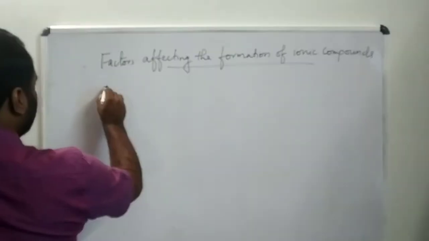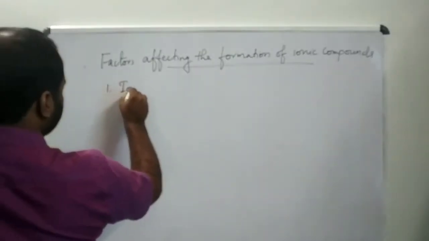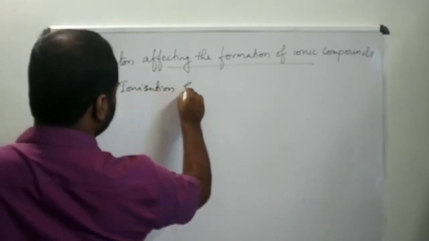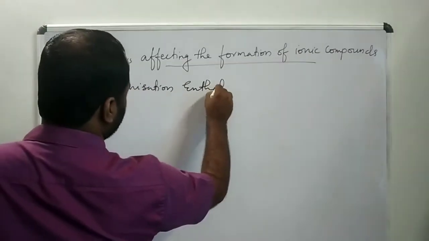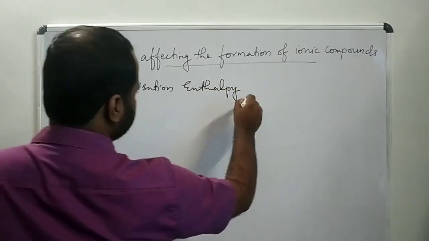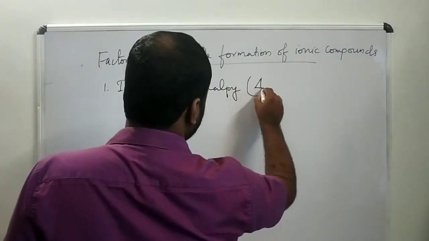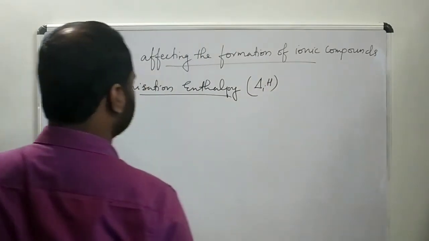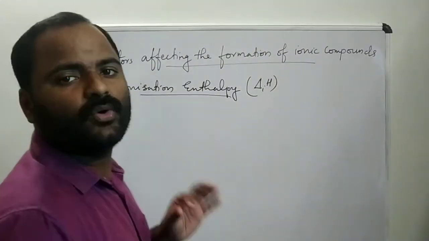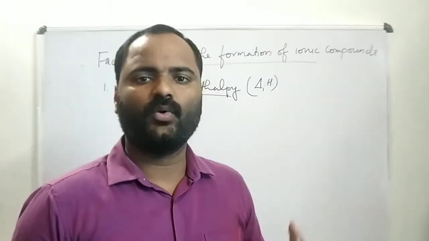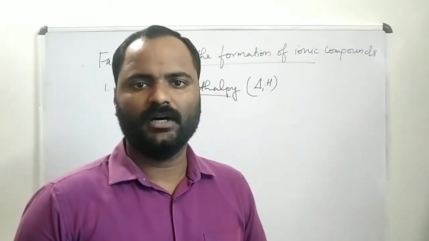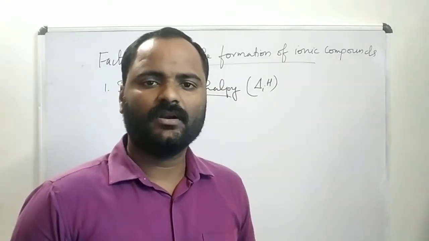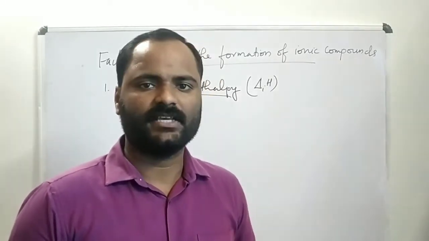First one is ionization enthalpy. I think you have already studied ionization enthalpy. It is represented by the symbol delta IH. It is the amount of energy required to remove the most loosely bound electron of an isolated gaseous atom.